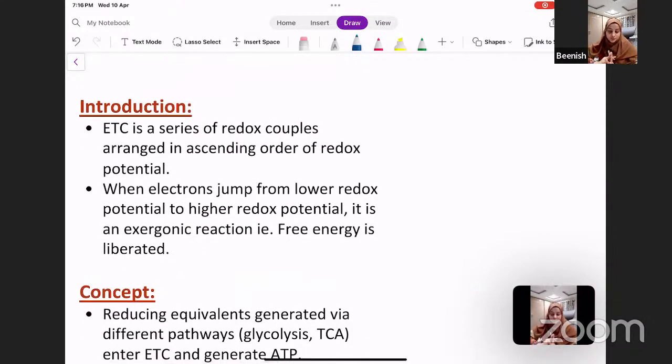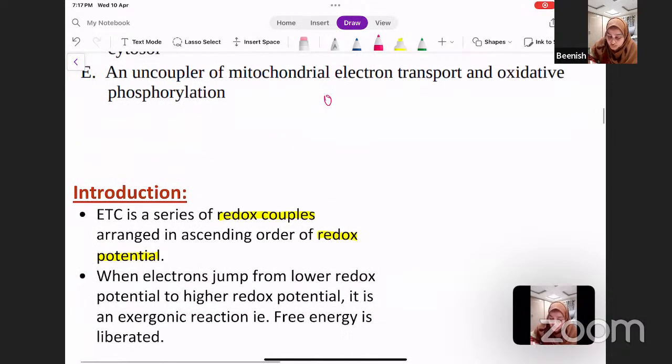Moving forward, let's begin. So electron transport chain, ETC, is a series of redox couples arranged in ascending order of redox potential. Before I explain this, you need to know a couple of terms. Firstly, what is oxidation? I know all of you must be knowing this, but for the sake of recapitulation and easy learning, I'll tell you. Oxidation in simple words is loss of electrons. When a molecule or an atom or a compound loses electrons, de-electronation is taking place, we say that particular compound has been oxidized or oxidation has taken place.